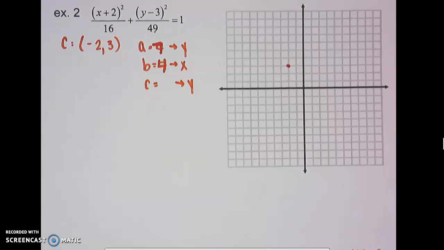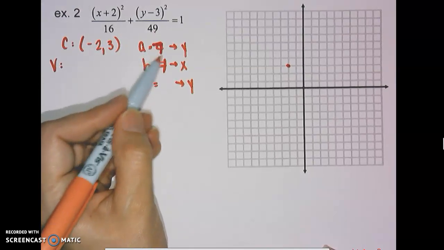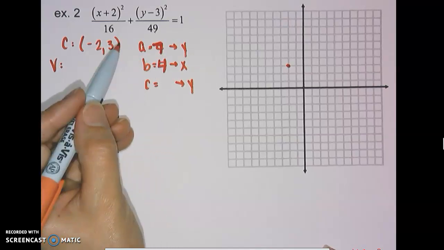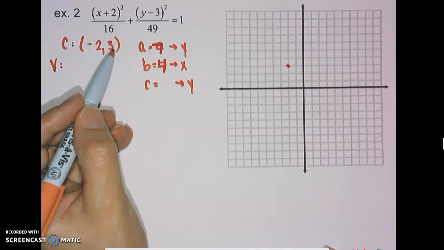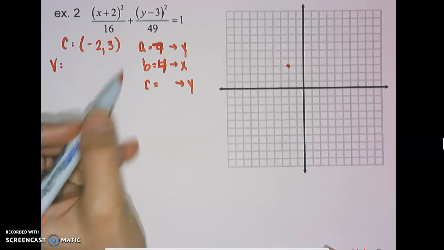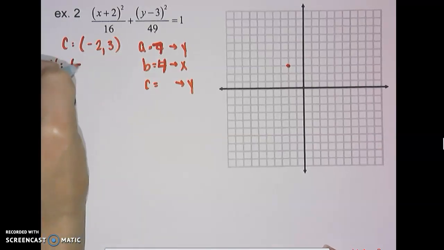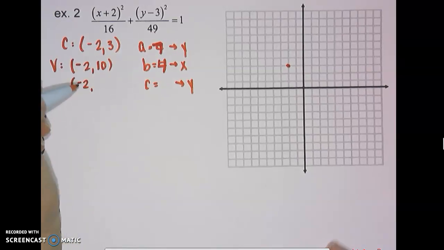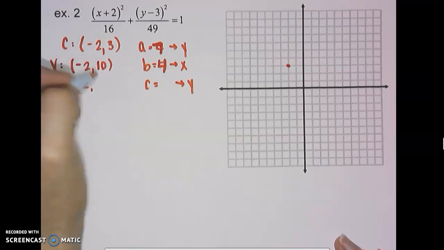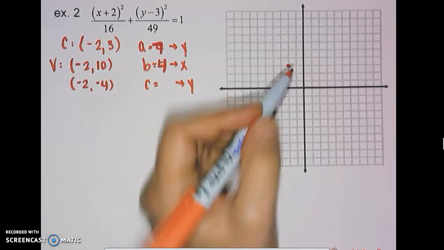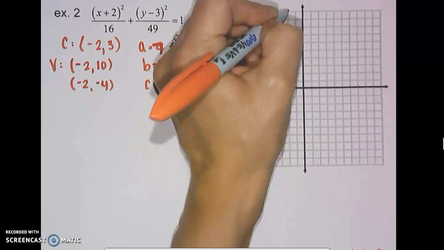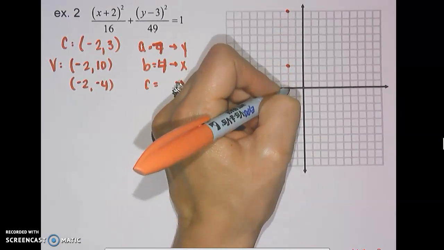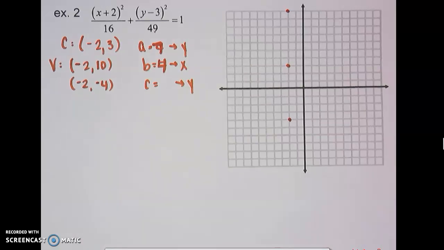Okay, you can also do this formula way to find the vertices. So I know that I'm going up or down 7 spaces, so I can either add or subtract 7 to that y coordinate of the center. So that means I would have -2. If I added 7, I would be at 10. If I subtracted 7, we would be at -4. Okay, so we can plot those: -2, 10, and -2, -4.